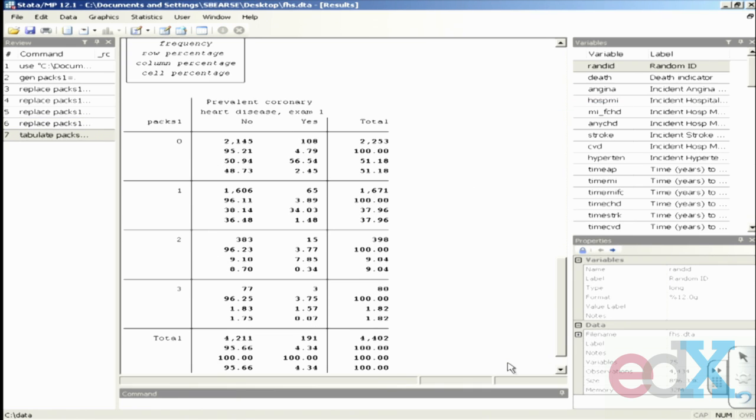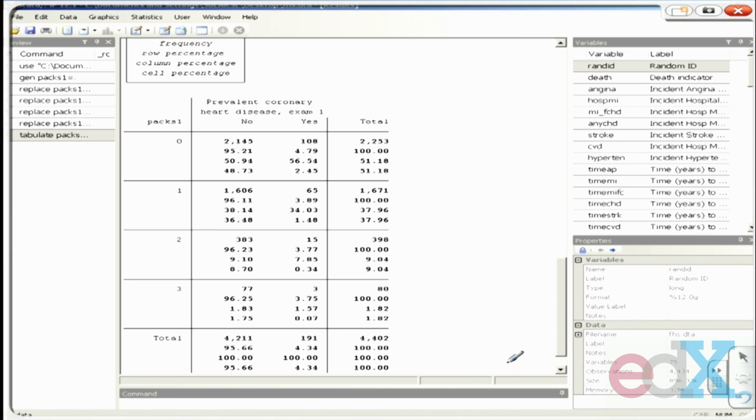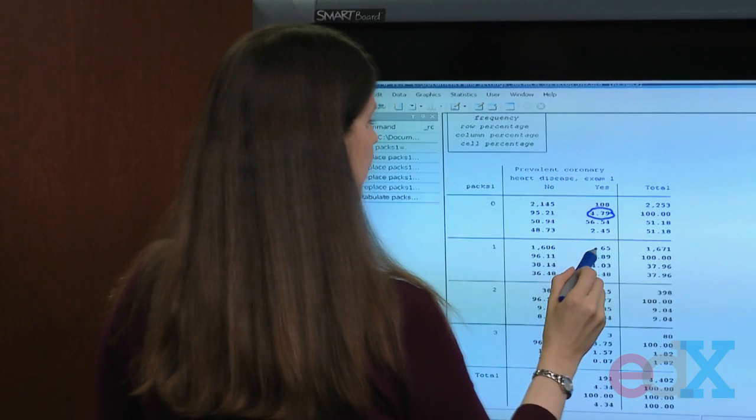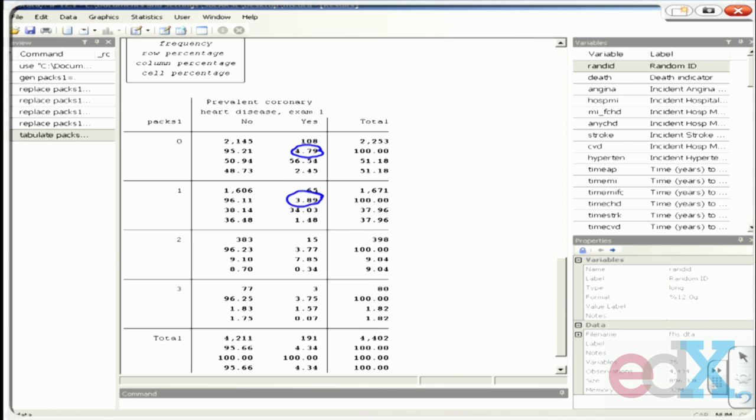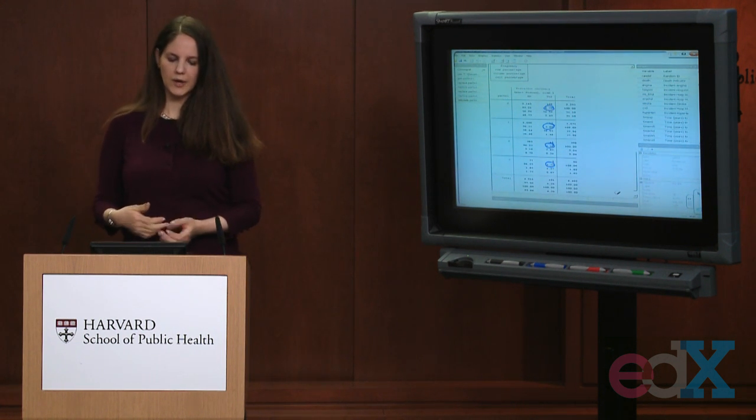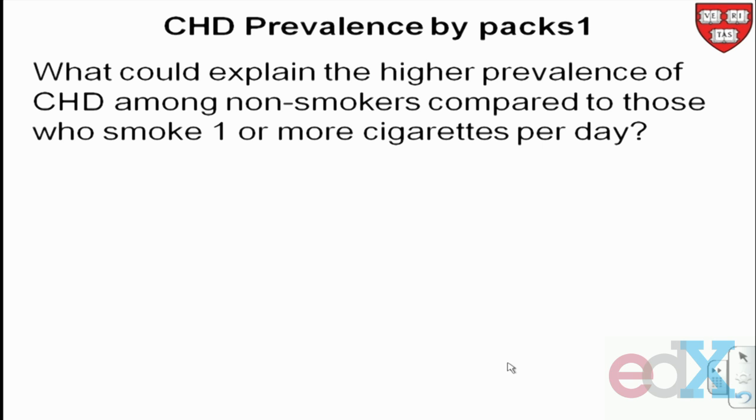And as you can see, the prevalence of coronary heart disease is 4.79% for people who are non-smokers. It goes down to 3.89 for 1 pack per day, 3.77 for 2 packs per day, 3.75 for 3 packs per day. So we see that the prevalence of coronary heart disease is lower for people who smoke more. So we have to ask ourselves, what could explain the higher prevalence of coronary heart disease among non-smokers compared to those who smoke 1 or more cigarettes per day?